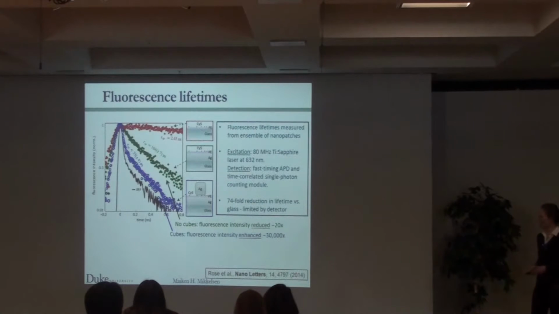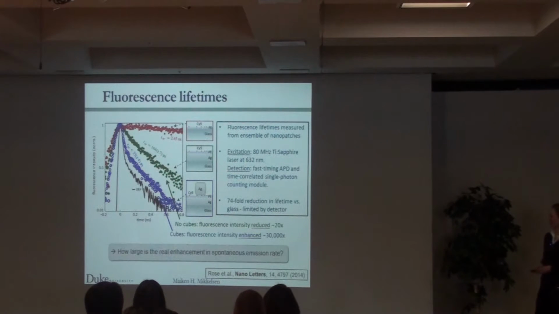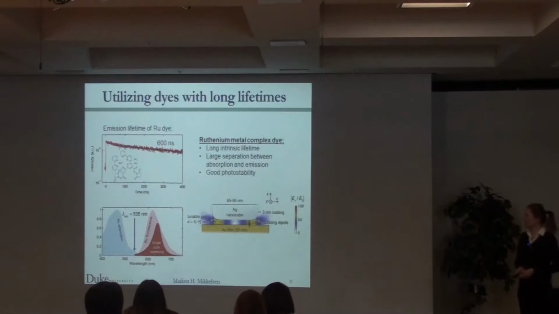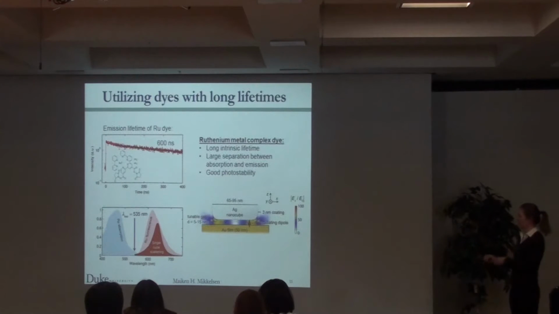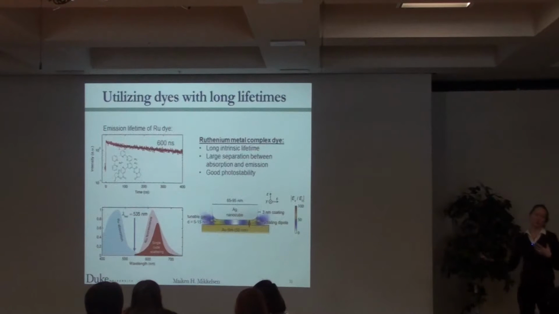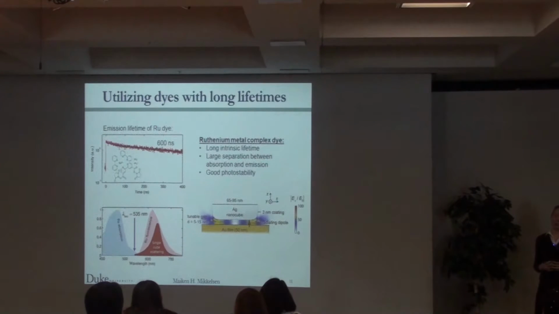But it's a little unsatisfying to be limited by the detector response here, so we set out to understand what the real enhancement in the spontaneous emission rate is. In order to answer that question, we chose to use dyes that have a long lifetime. In this case, we picked ruthenium metal complex dyes that have a lifetime on glass of about 600 nanoseconds. So this allows us to use the exact same measurement technique with this time correlated single photon counting system. But now, with such a long lifetime, we should be able to map out this large modification without being detector limited.